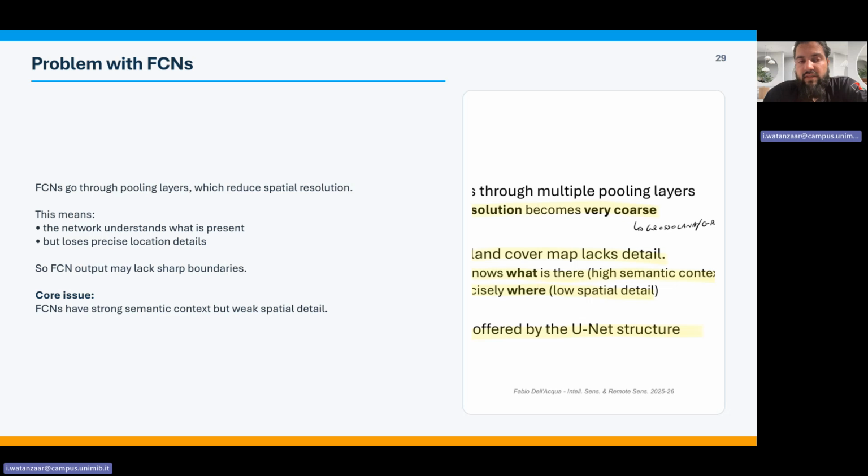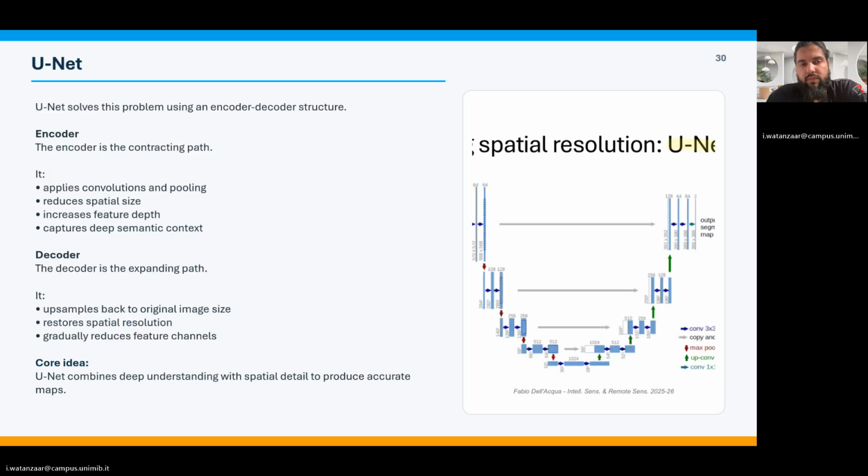So the FCN, the fully convolutional network, output may lack sharp boundaries, and sharp boundaries are really important for administrative purposes or for the identification of a proper thematic map. So FCNs have stronger semantic context but weak spatial details. And the ultimate goal is we are looking into the spatiospectral response. And that's why U-Net is introduced.